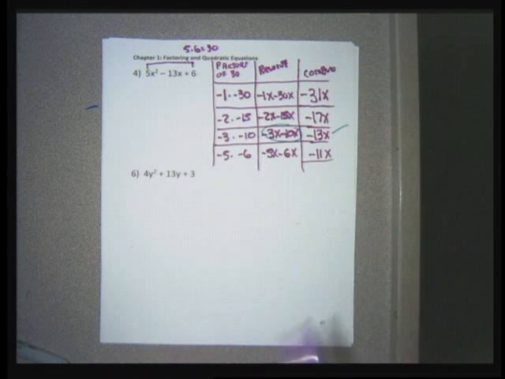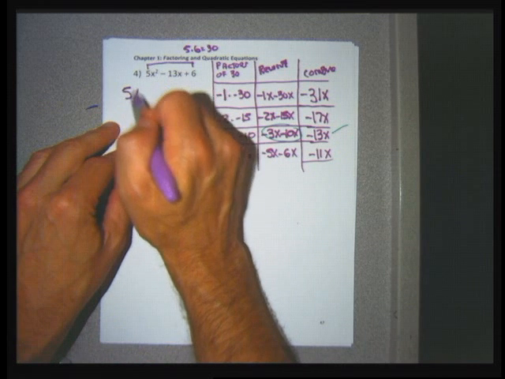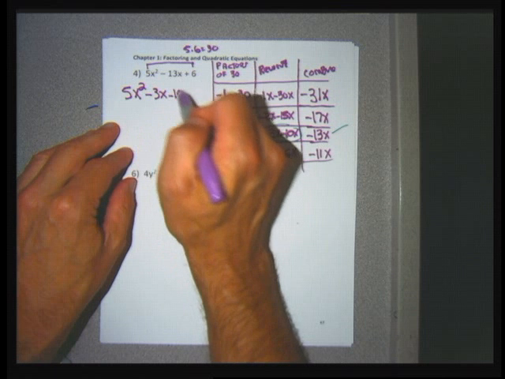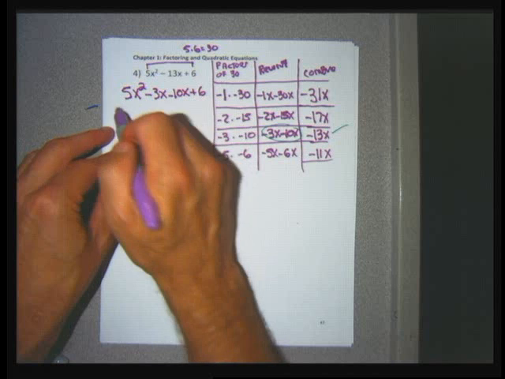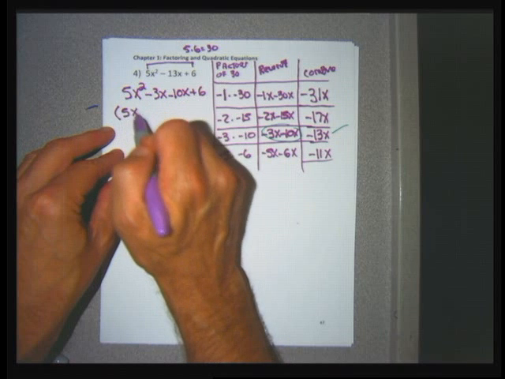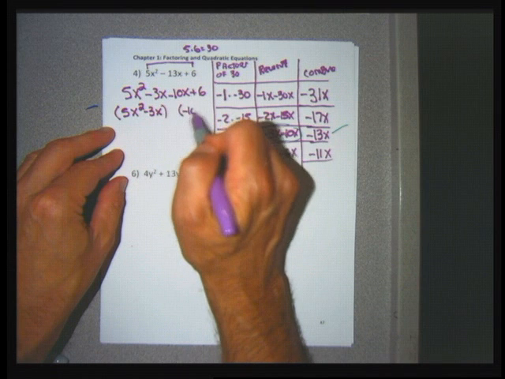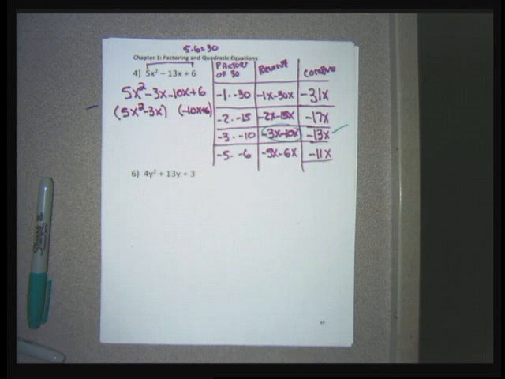And so I'm going to rewrite my problem with a minus 3x and a minus 10x. So I'm going to go 5x squared minus 3x minus 10x plus 6. Now I'm going to factor by grouping. I'm going to make this a 5x squared minus 3x and a minus 10x plus 6. Get that minus sign inside the parentheses so I can factor out the minus.